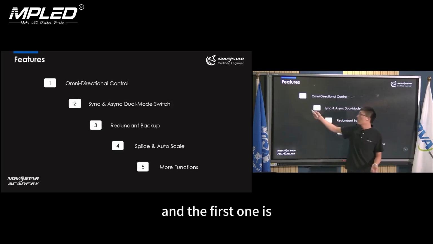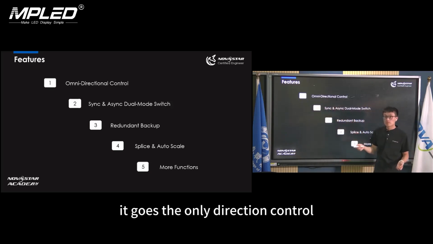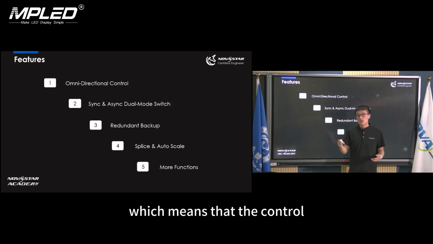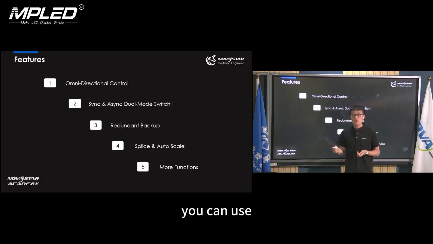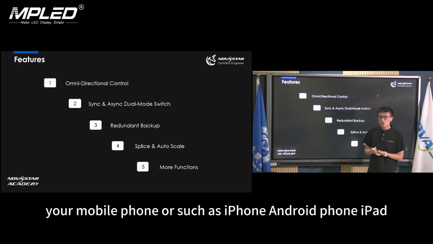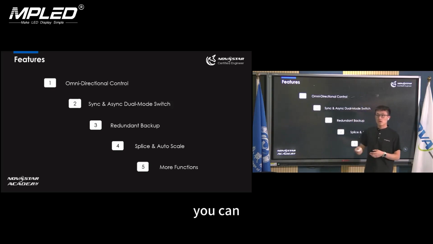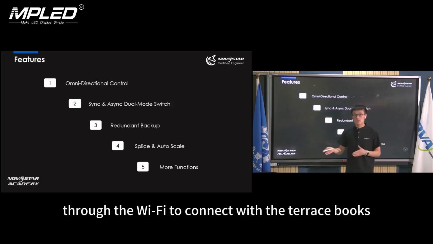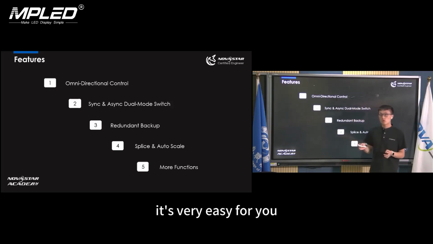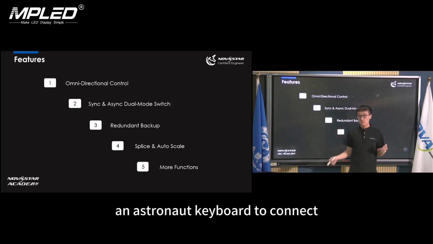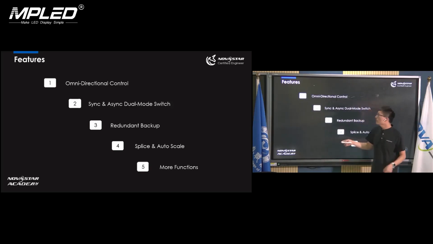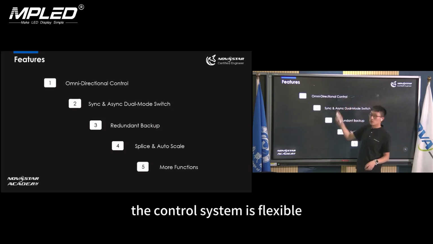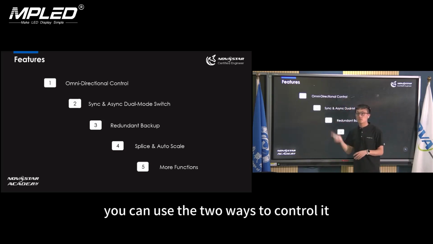The first one is omnidirectional control, which means that the control system can be flexible. You can use your mobile phone, such as an iPhone, Android phone, or iPad. You can connect to the Taurus box through Wi-Fi. It's very easy for you. Also, you can use an Ethernet cable to connect with the Taurus box for a stable solution. So the control system is flexible. You can use these 2 ways to control it.